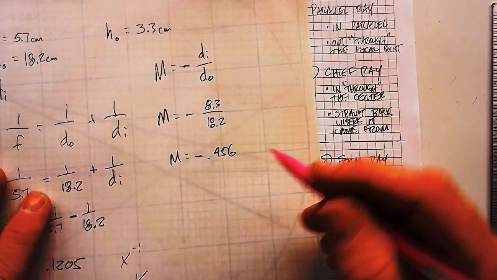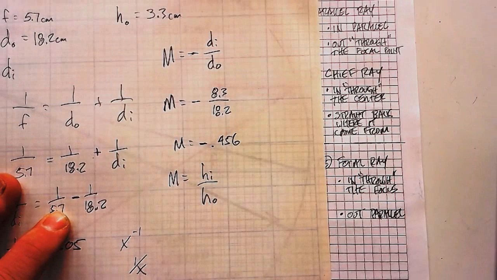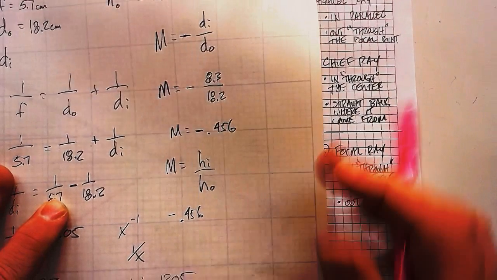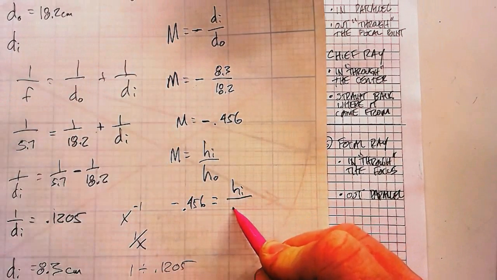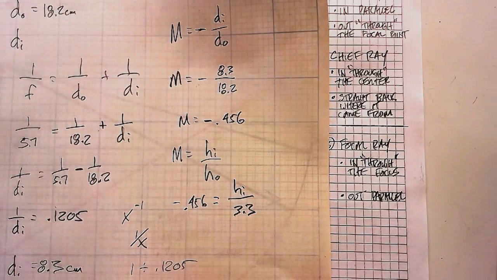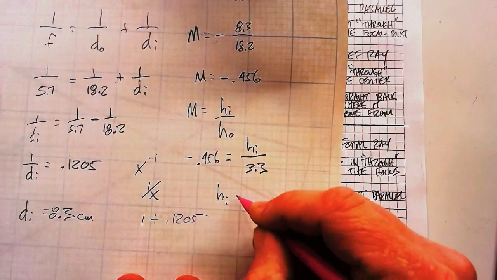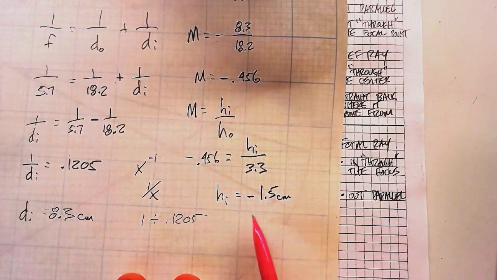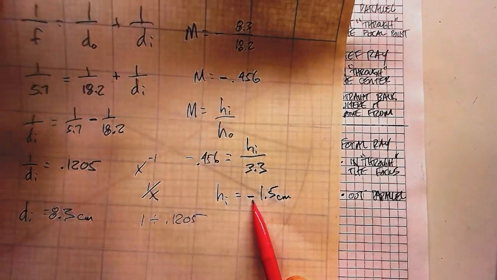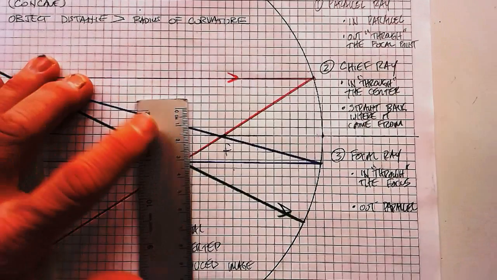I can find out exactly how big it's going to be if I keep in mind that magnification is also the height of the image divided by the height of the object. Which means that negative 0.456 is also equal to the height of the image, which I don't know, divided by the height of the object, which was 3.3. And that gives me an image height of negative 1.5. What's the significance of the negative? Our image is inverted. That's why that negative is there. And it claims that it should be about 1.5 centimeters.